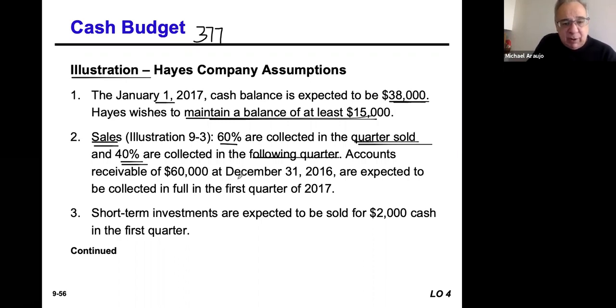Accounts receivable at the end of last year was $60,000, okay? And they're expected to be collected in full in the first quarter of 2017. So we're going to be doing a cash budget for 2017. Short-term investments, they're going to be selling $2,000 worth of investments in the first quarter. So that's more cash coming in.